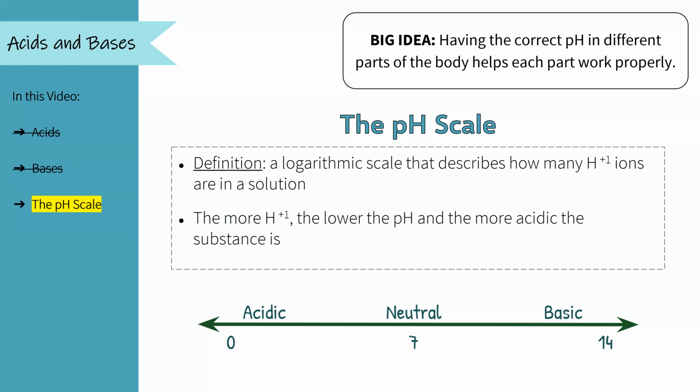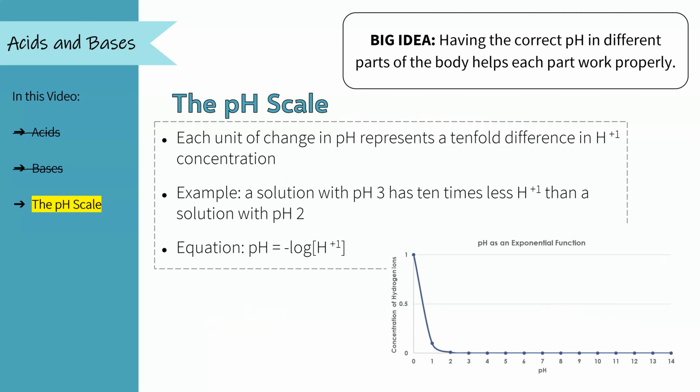In the definition here I have the word logarithmic, which might be a new word to you, so we'll take a minute to talk about that, or you may have heard about it in math class and be very familiar with it. A linear scale would be a scale that goes up by 1 in each direction. And a logarithmic scale is one that goes up by 1 in one direction, but goes up by 10 in the other, for a log-base 10 scale. Here's what pH is. Every unit of change in pH represents a tenfold difference in how much H+1 we have.